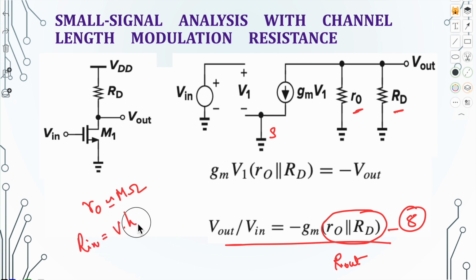It is very high because we have an insulated gate. The output resistance, or output impedance, is RO parallel RD, or you can say approximately just RD. Here I am winding up the resistive load common source amplifier.